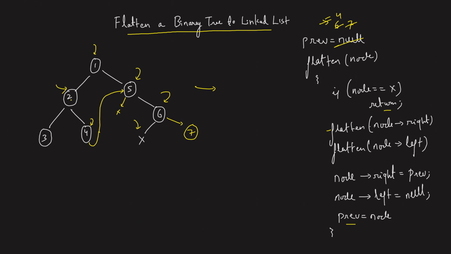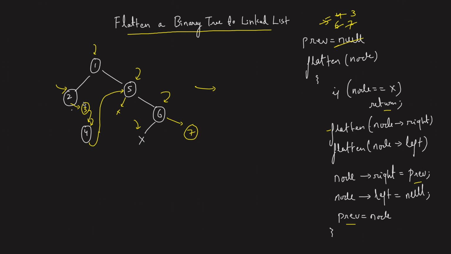Perfect. Comes back. 2's right is done, 2 goes to the left, 3. 3 has no right, no left. So 3's right will be pointing to 4 and no left. The previous will be updated to 3. Perfect. Now it comes back to 2. 2 says, I have done right, I have done left, so it's my time. My right should point to previous, that's 3, so it will point to 3 now. And its left should point to null. If you remember, 3's right was pointing to 4. That is over. So that is what I'll do. Perfect.